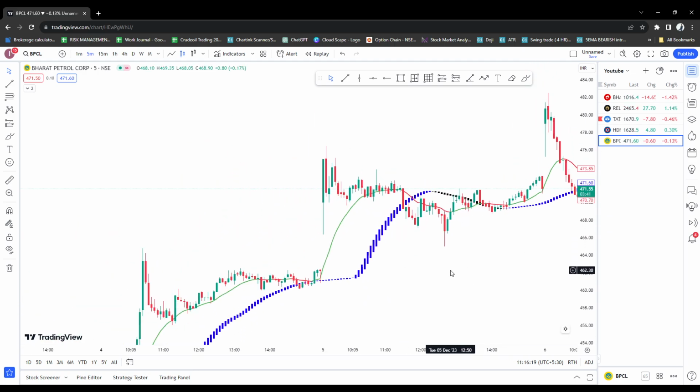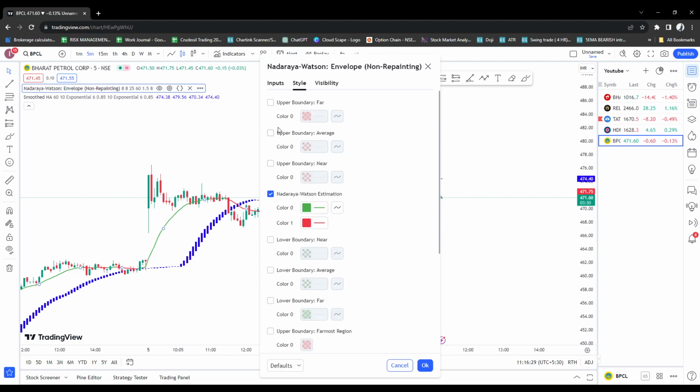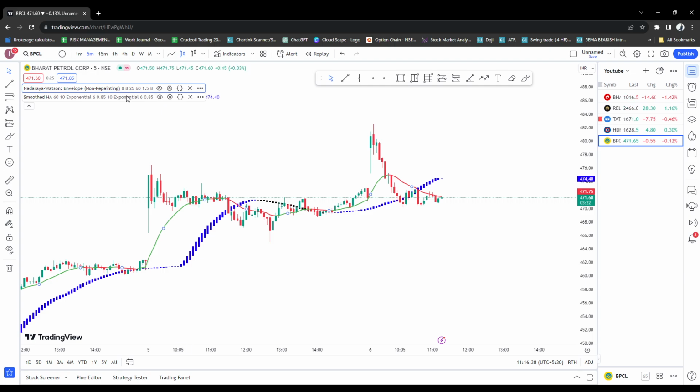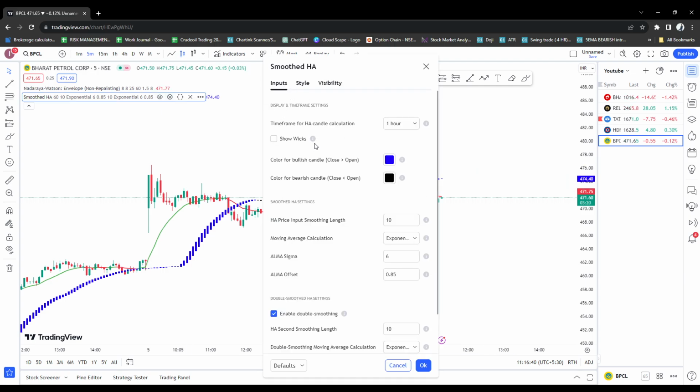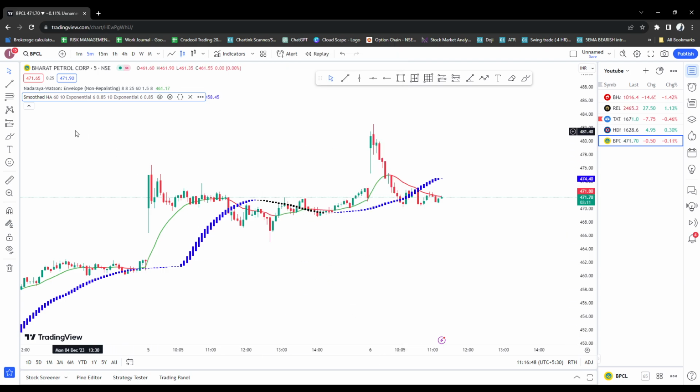Okay, I'll tell you the rules again. Plot both of these indicators, that is Nadaraya Watson and Smooth Heikin-Ashi. Change the colors to this. Untick in Nadaraya all the upper boundaries and lower boundaries except Nadaraya Watson. Okay, and confirm it. For Smooth Heikin-Ashi, change the time frame to 1 hour, show wicks should be disabled, and change the color to blue and black, or you can change it according to your preferences.